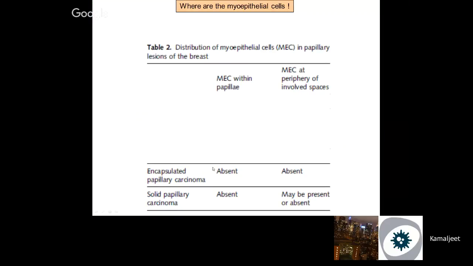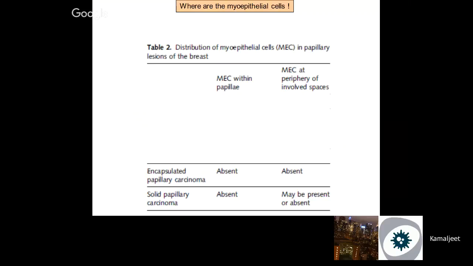So what we have talked about is the distribution of myoepithelial cells in EPC and solid papillary. Something to remember is that in EPC, the myoepithelial cells are absent in both the vascular cores as well as the periphery. However, in SPC, you may see focal myoepithelial cells at the periphery. And what makes it a diagnosis of SPC is the constellation of the histological findings.